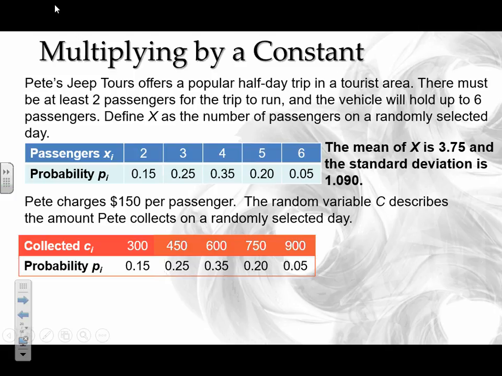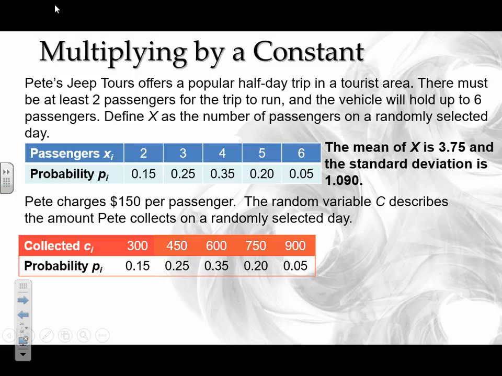Notice our new variable C has values of 300, 450, 600, 750, and 900. Where are those values coming from? Passengers on each trip times 150 per. If we're charging $150 per passenger, if he has 2 passengers, on that day he's going to collect $300. If he has 3 passengers on a day, he's going to collect $450. So all we did was take X and multiply it by 150. Everyone okay with that?